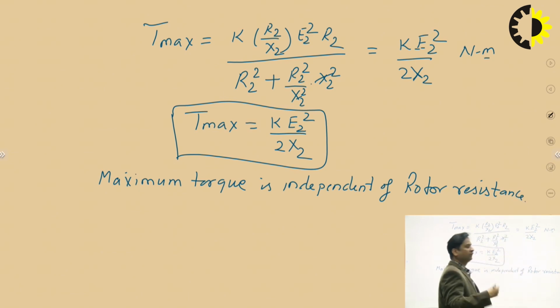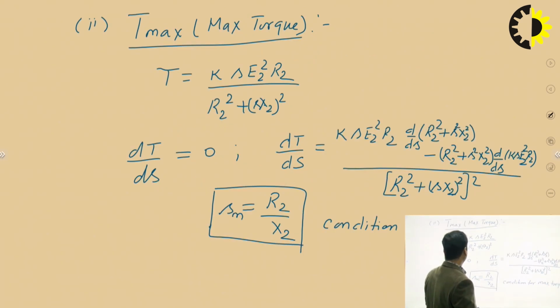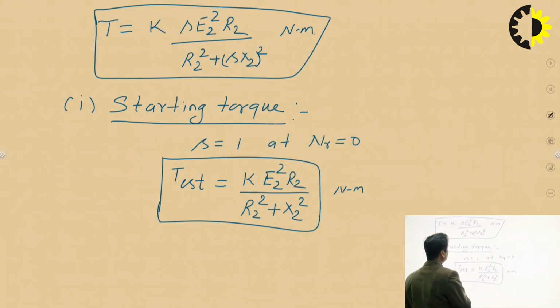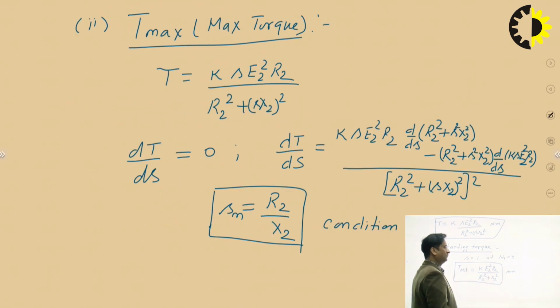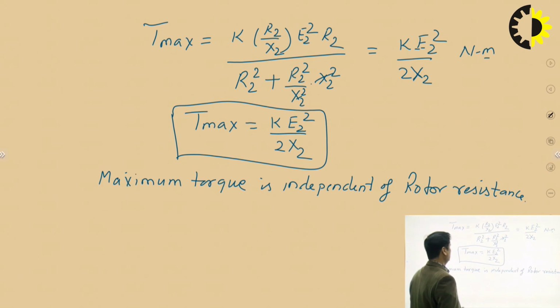It means that if you can change the rotor resistance, the starting torque will change, but the maximum torque will not change. It is independent of rotor resistance. So the starting torque, as we have seen, is dependent on the rotor resistance, but the maximum torque is independent of rotor resistance.